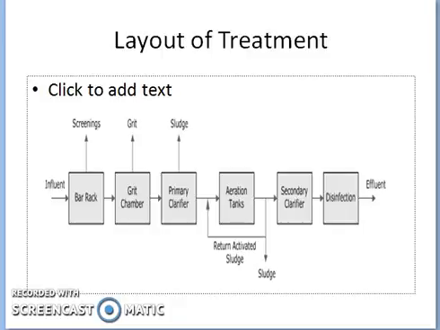The picture shows the layout of a conventional sewage treatment plant. The raw influent is first subjected to preliminary treatment, which involves the screen chambers. Then it is subjected to the primary treatment, and then it is subjected to the secondary treatment. In this case, it is the activated sludge process, and finally it is subjected to disinfection.